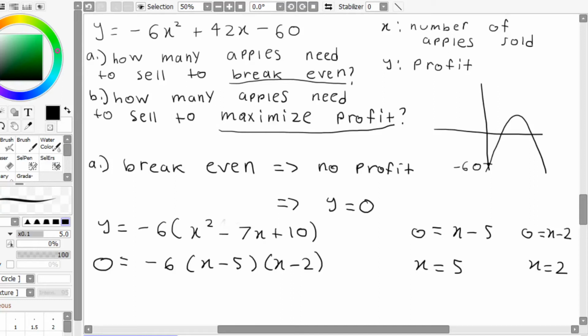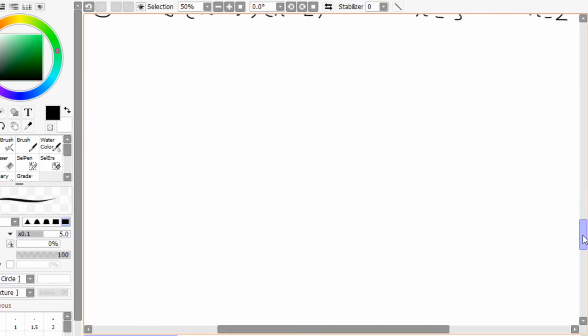Hey there, we are still at the farmer's market, and now we need to find how many apples we need to sell in order to maximize profit. Alright, so what does it mean to maximize profit? Maximize profit means that the profit is going to be the highest value it can possibly be.